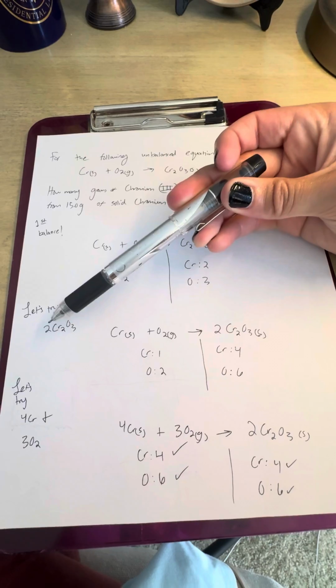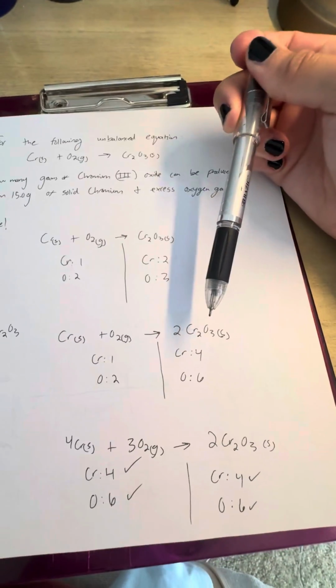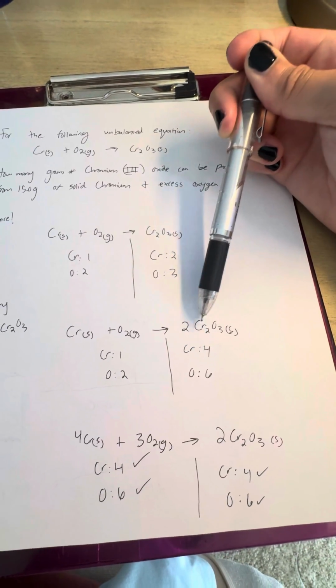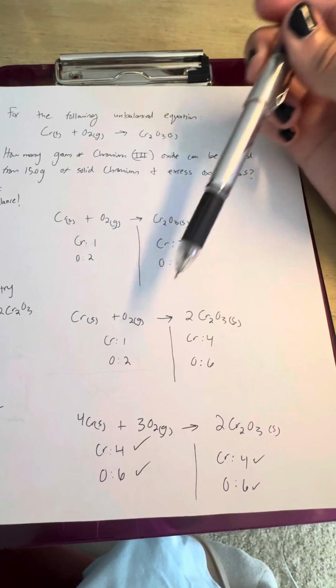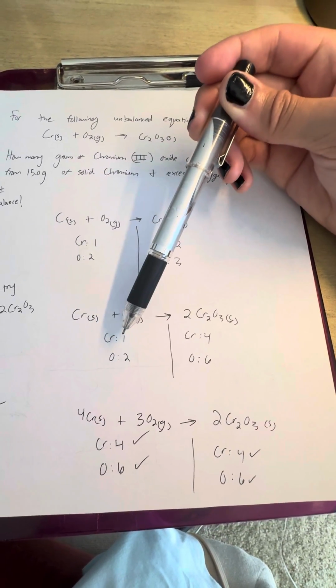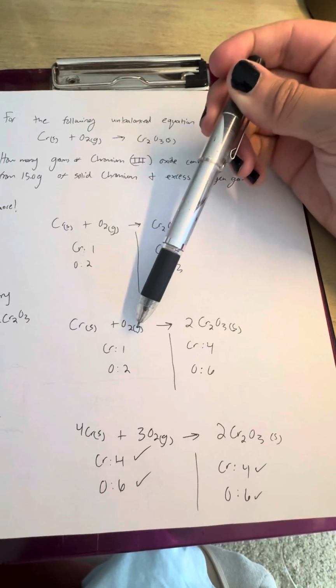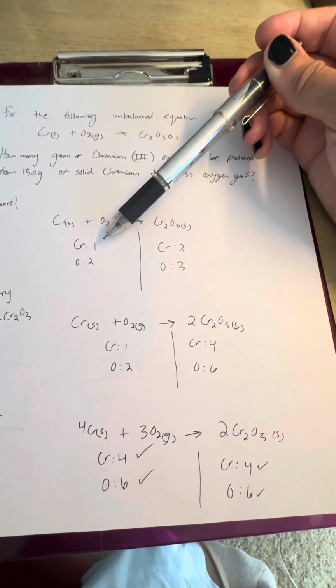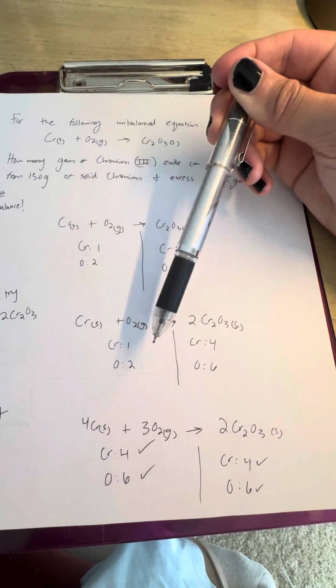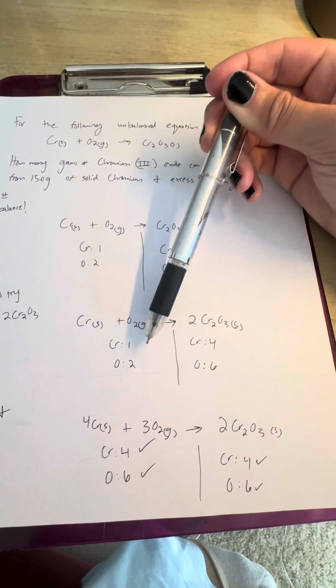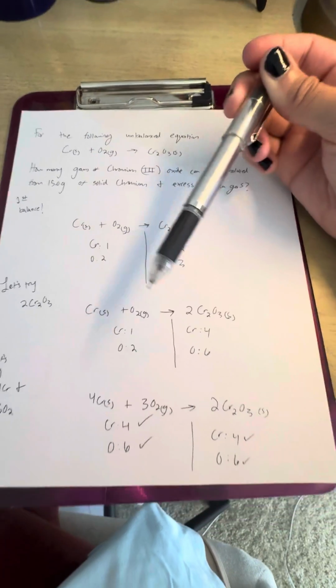Let's try 2 moles of this. If we do that, we get 4 chromium and 6 oxygen. It's a lot easier to scale up from 1 and 2 to 4 and 6 rather than from 1 to 2 and 2 to 3. This is like the lowest common multiple situation to get to this side.